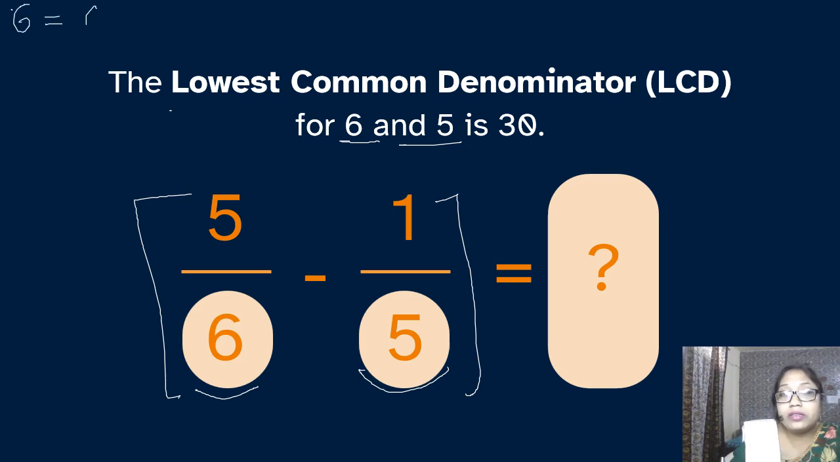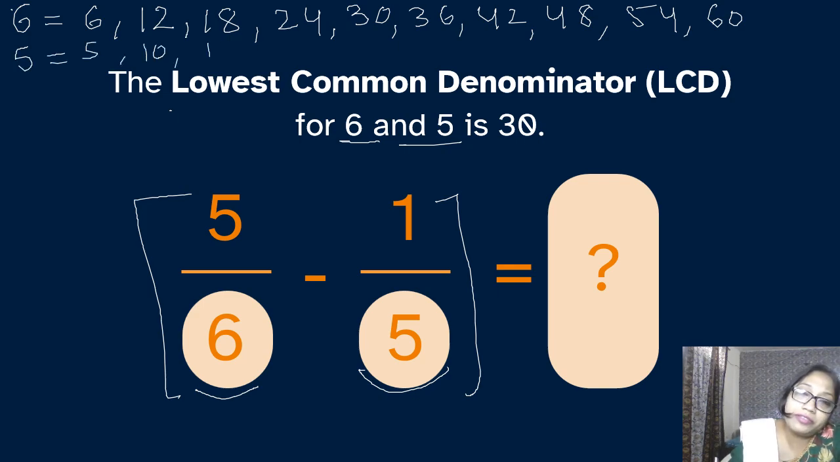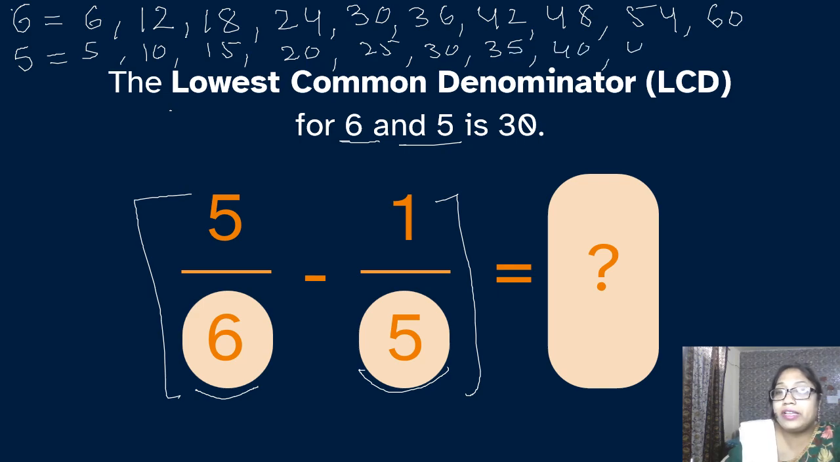6. 6 ones are 6, 6 twos are 12, 18, 6 fours are 24, 6 fives are 30, 6 sixes are 36, 6 sevens are 42, 6 eights are 48, 6 nines are 54, 6 tens are 60. Now the 5. 5 ones are 5, 5 twos are 10, 5 threes are 15, 5 fours are 20, 5 fives are 25, 5 sixes are 30, 5 sevens are 35, 5 eights are 40, 5 nines are 45, 5 tens are 50.